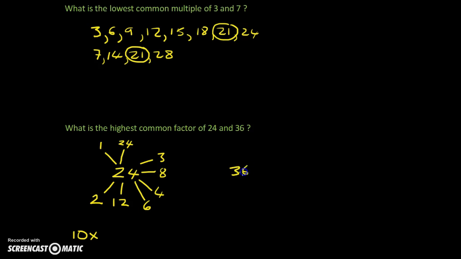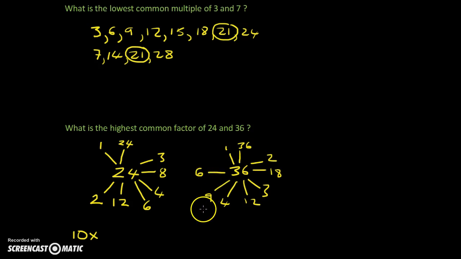Now 36. Let's do this a bit more quickly. We've got 1, 36. We've got 2, 18. 3, 12. 4 and 9. 5 won't go in. 6, we've got 6 and 6, so it's just 6. 7 doesn't go in, 8 doesn't go in, 9, well 9 we're repeating. So we don't need to go any further than that.